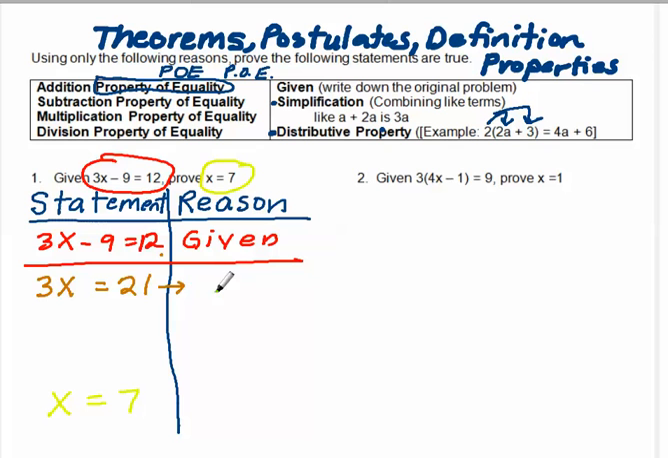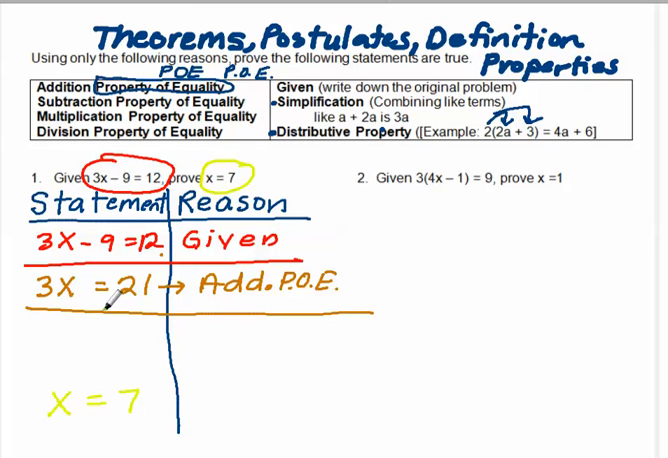So the reason over here explains how I got this line right here. And what I did was I added. So it's the addition. I'm just going to put add. and then a period, POE, because I'm abbreviating. That stands for addition property of equality, from above. Okay, I'm going to draw another line.